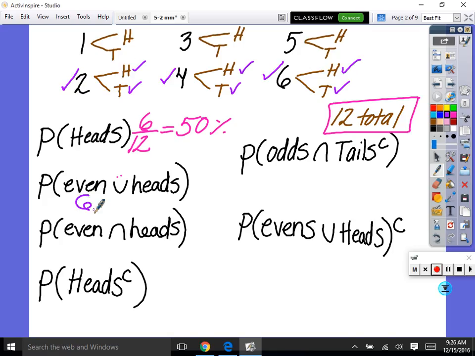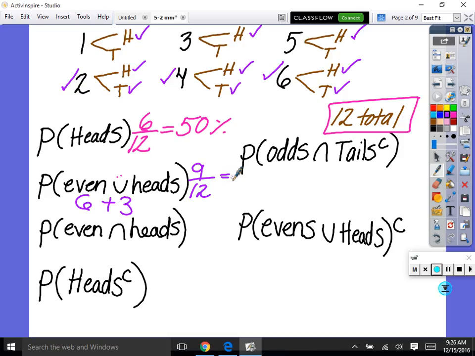Now united with any heads. Now look. Those heads have already been counted for, correct? So we're not going to double dip. How many other times do we get heads? 1, 2, 3 additional, correct? So we're going to have 6 plus 3. That's how many times we get even or heads.